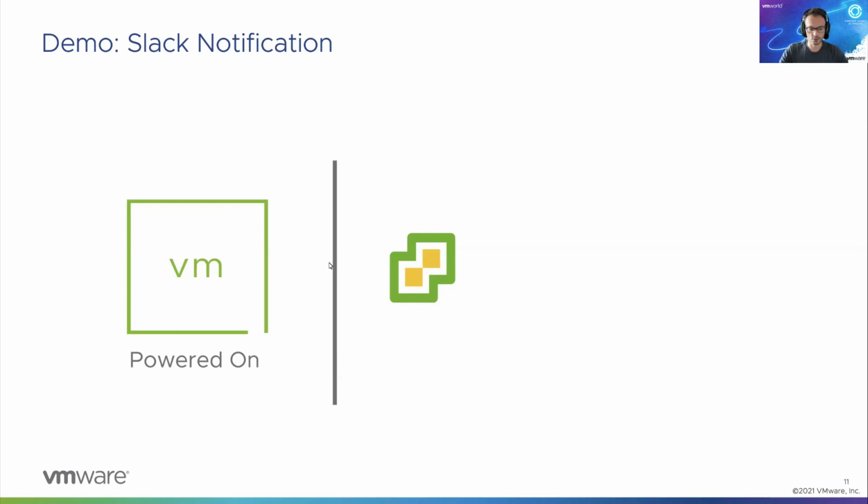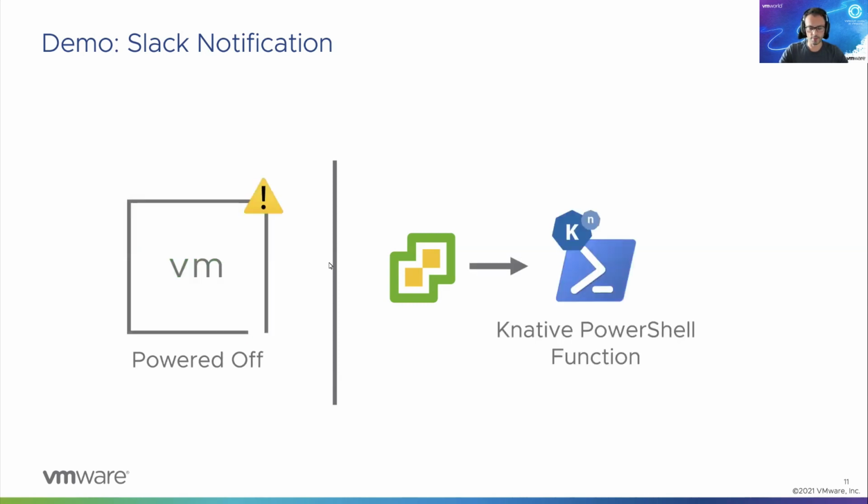Say we have a virtual machine that is powered on, but is not supposed to be powered off. In that case, if it's powered off either by an administrator or because there's a shutdown or another event, we want to get notified. Whenever the VM is powered off, we get an actual vSphere event here. And what we want is to trigger a PowerShell function.